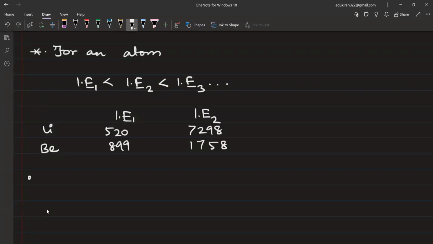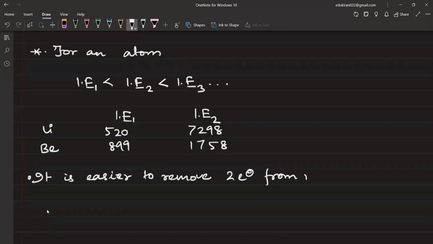So from here you can see that it is easier to remove 2 electrons from beryllium rather than lithium. Can I say that, yes or no, from this data? If I have to remove 2 electrons from beryllium, it will be easier than removing 2 electrons from lithium. The second ionization enthalpy of beryllium is lesser than that of lithium. Why is that? We have to talk about that. Please let me know when you are done, then I will tell you the reason.